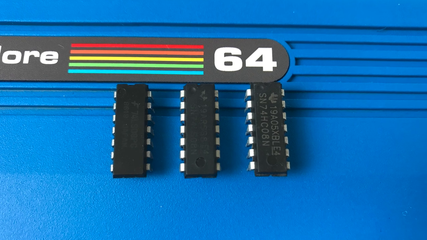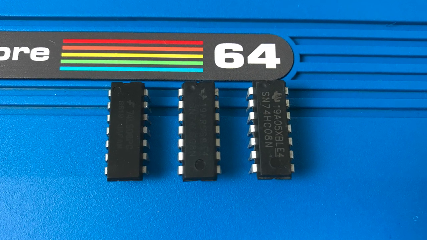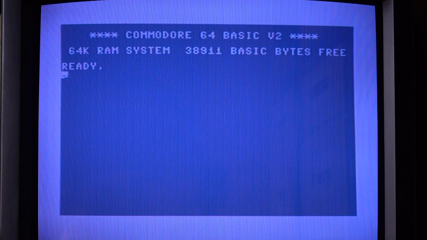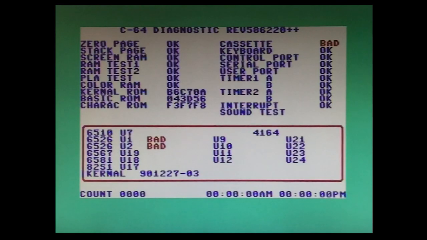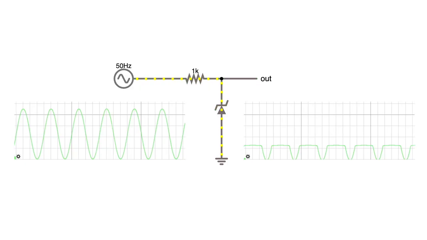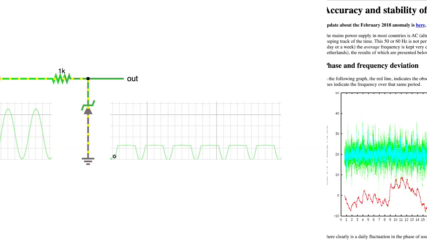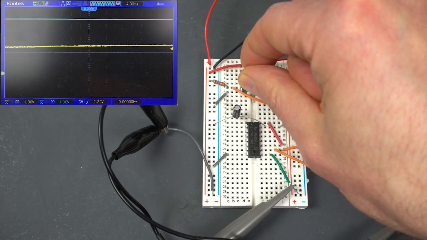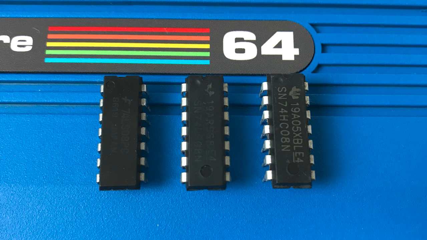One of those chips is fake. Can you spot it? This time things are more complicated because the fake chip passes a lot of the tests, yet it makes the Commodore 64 not work properly. Get ready for a journey of discovery involving mains frequency, trigger levels, and fake Chinese chips. Again.